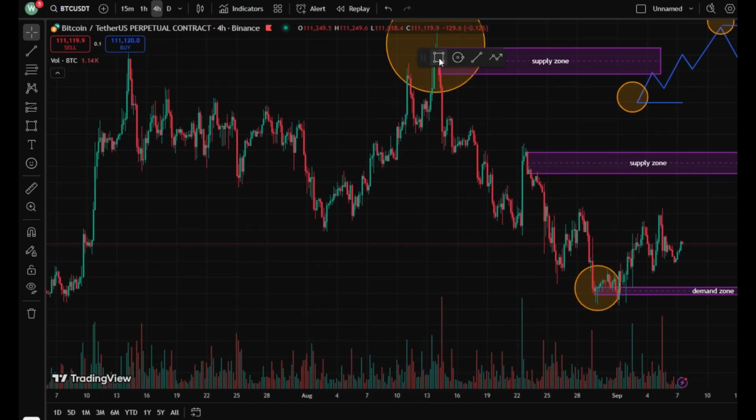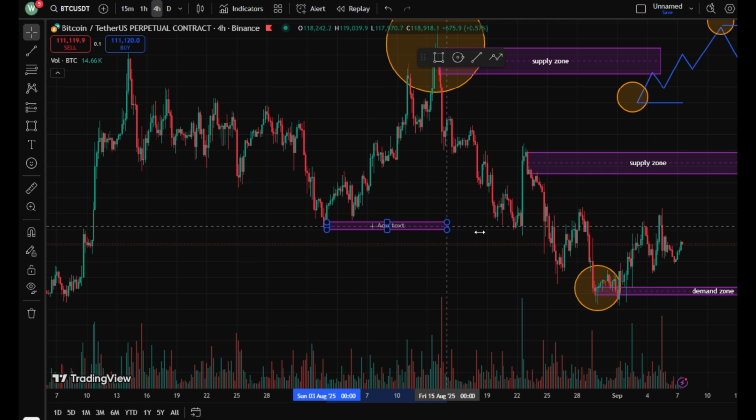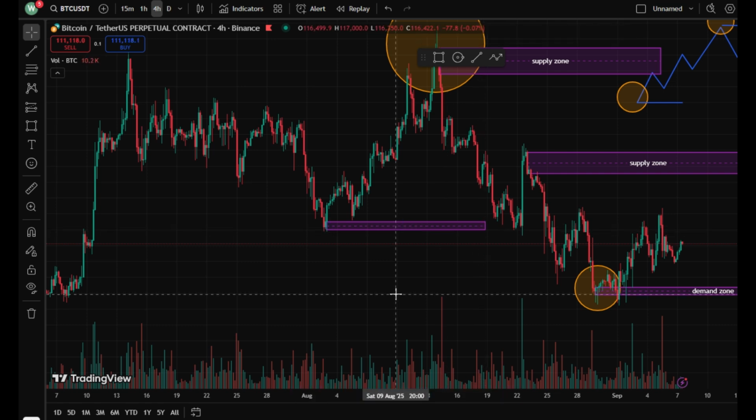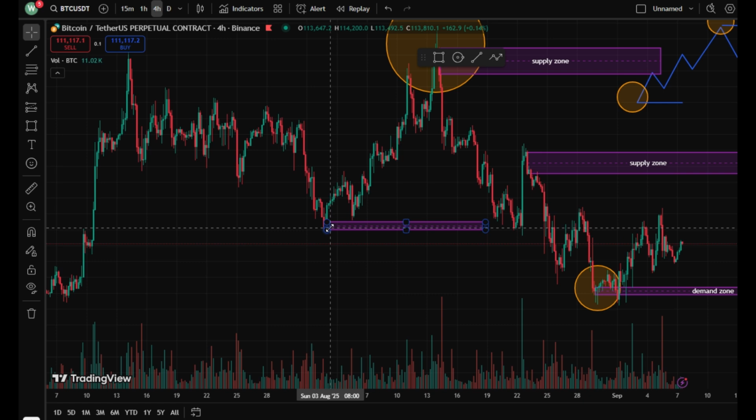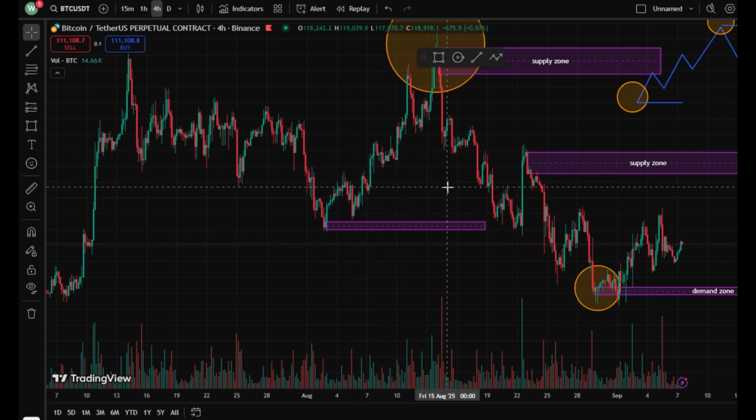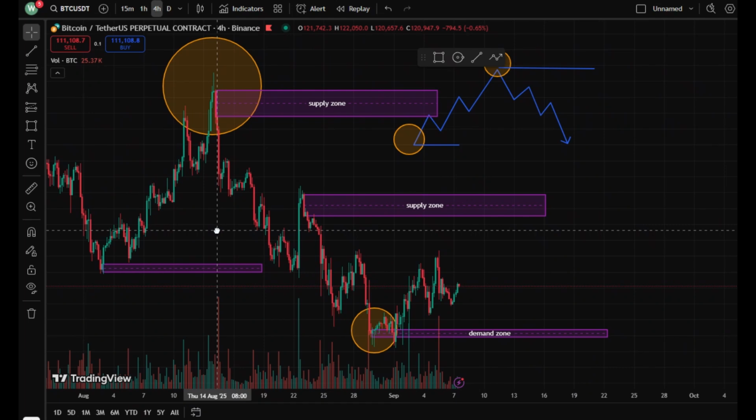As you can see, if we move to the previous part of the chart, this also acted as our demand zone. Just to show you guys more examples, I'm marking it down. This also acted as our demand zone because the market started moving in the form of higher highs.